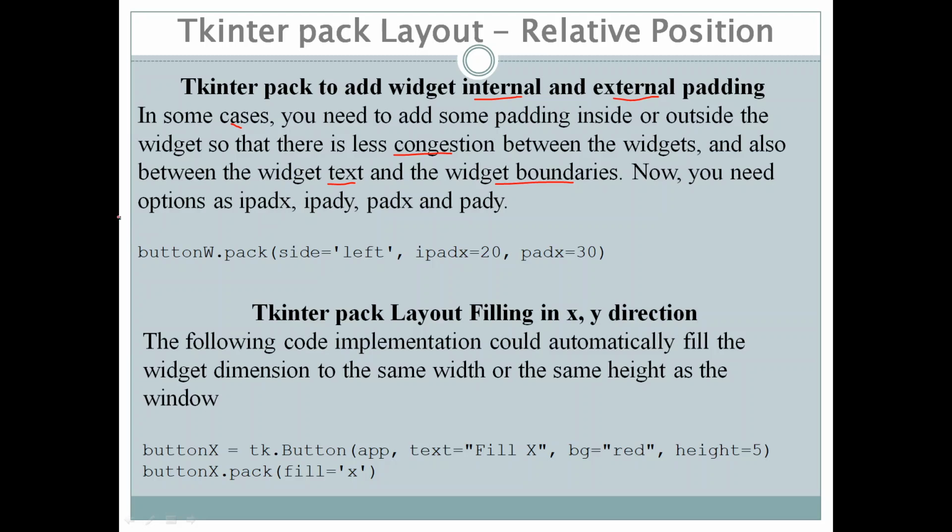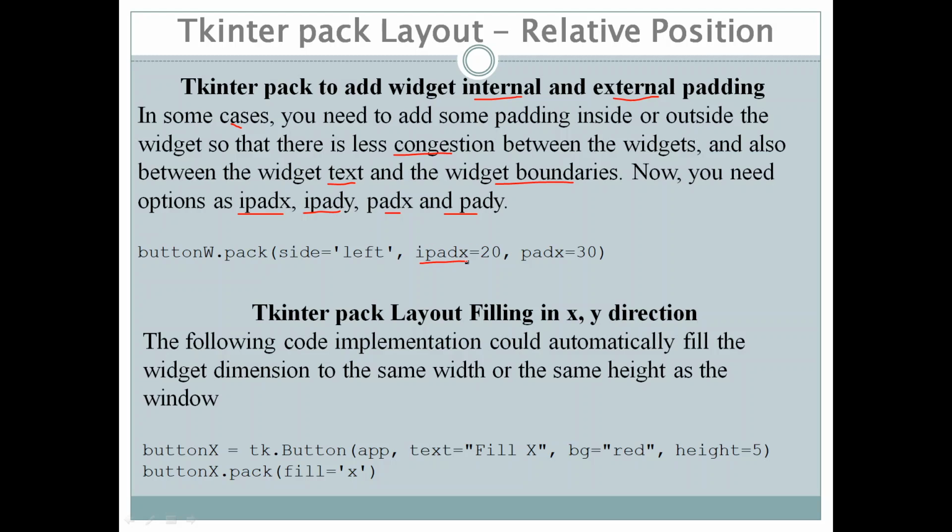Now you need two options: ipadx means internal padding in the X direction, that is horizontal padding. ipady, again internal padding, the padding between the internal boundary of the widget and its text, in the Y direction, that is vertically. Then we have padx and pady, that is the external padding outside the button and the main container. Okay, one example is given here.